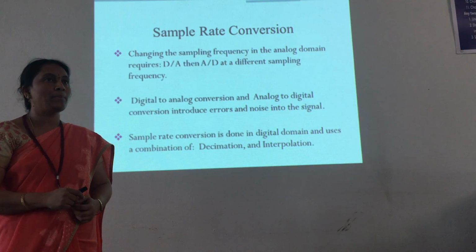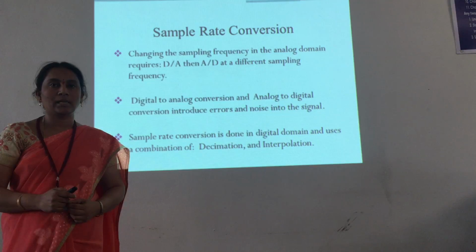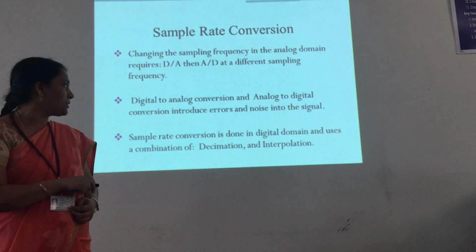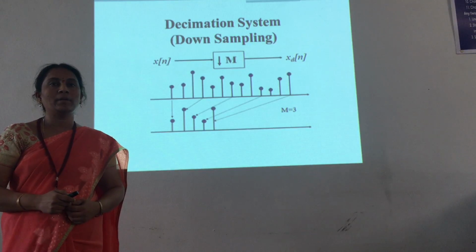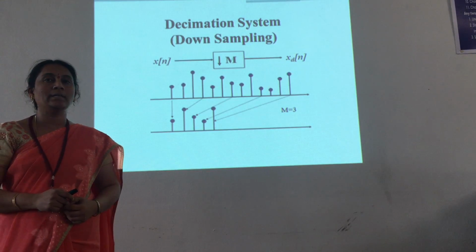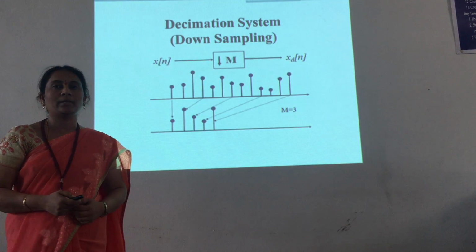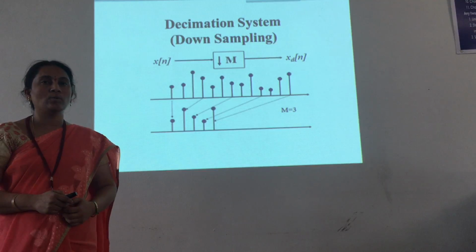Next, in the second method, sampling rate conversion is completely done in the digital domain using the decimation process and interpolation. Decimation means the sampling rate is decreased by a factor of D. Next, interpolation. In the interpolation process, we can increase the sampling rate by a factor of I. First, we will see downsampling.